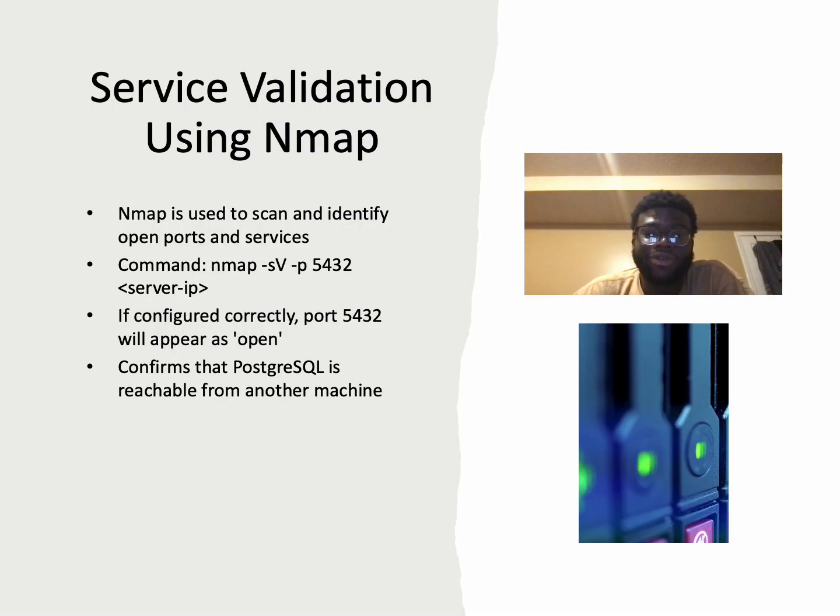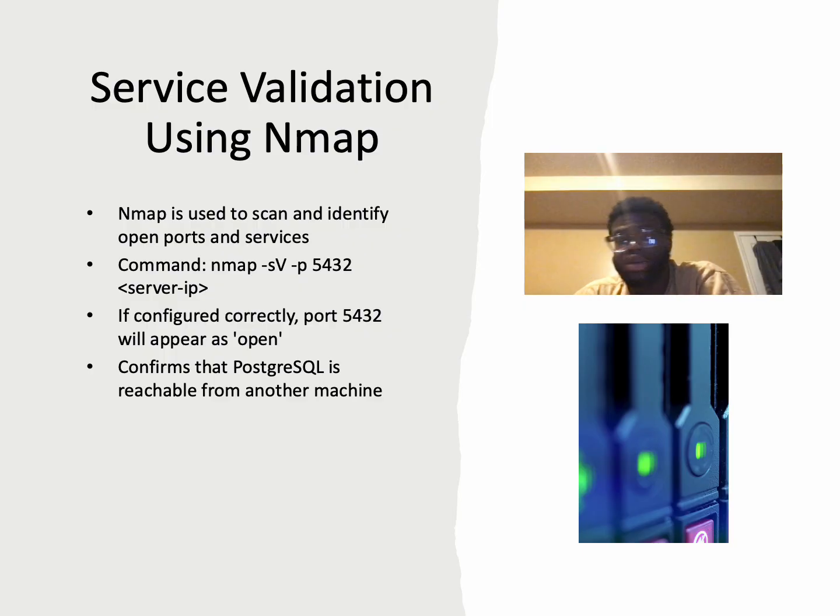Next, service validation using Nmap. Nmap is used to scan and identify open ports and services. That's basically what Nmap is for. So you use the command nmap -sV -v -p, then the port number, that's 5432, and then you put in the server IP address.